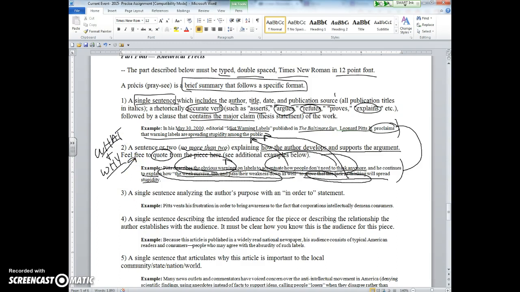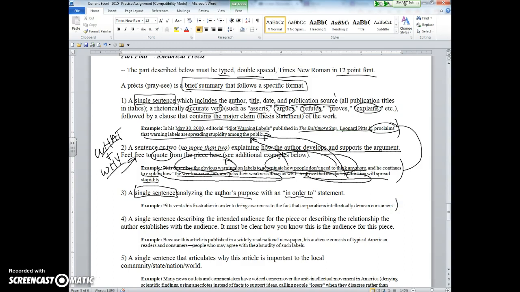All right. Then the third section is a single sentence. This should really be one sentence analyzing the author's purpose. And in this sentence, you should really have the phrase "in order to." So such and such does this in order to blank. Okay? So one sentence, and here's an example here.